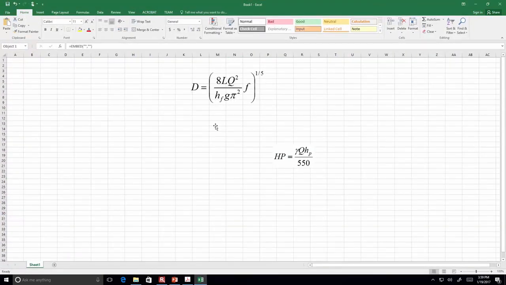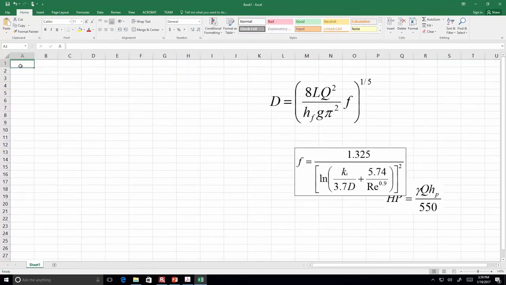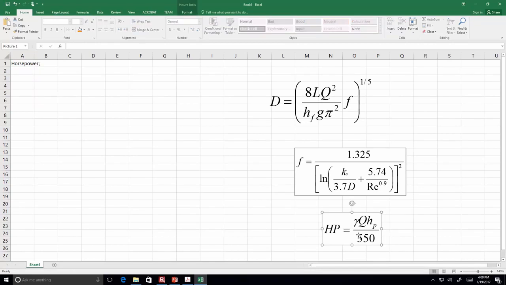Okay, so this is going to be several iterations that we're going to have to do, but first of all, the horsepower. If we rearrange the horsepower equation to solve for pump head, that's going to be H sub P. The pump head is 550 multiplied by the horsepower divided by the unit weight of the liquid multiplied by the flow rate Q. And then that'll give us the pump head in feet.